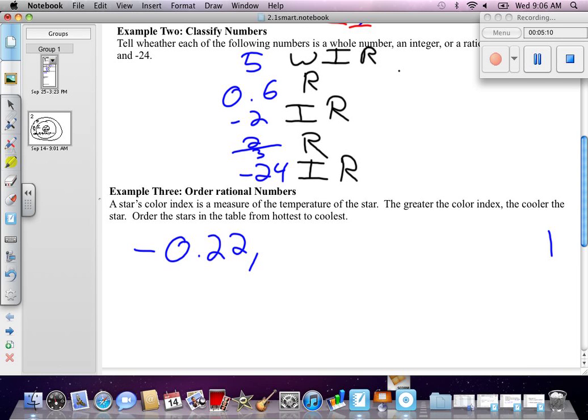Come next? Please raise your hand. Jeffrey? Negative 0.03. What would come after that? What would come next? Olivia? 0.09. And so the biggest would be 0.21.